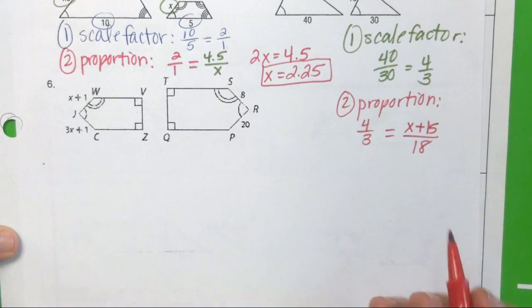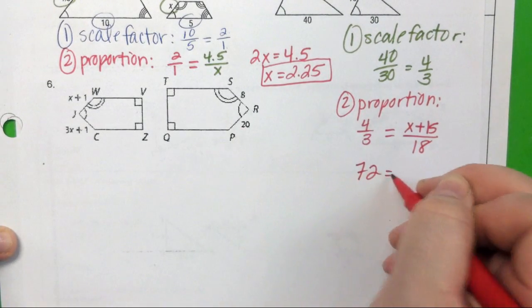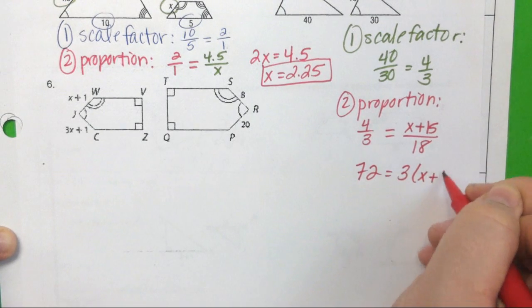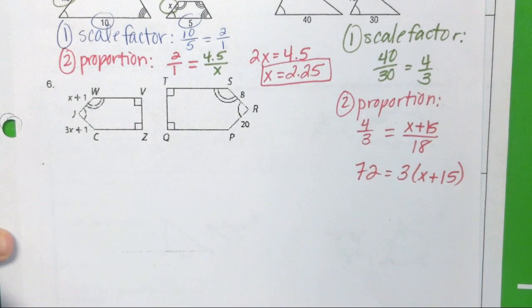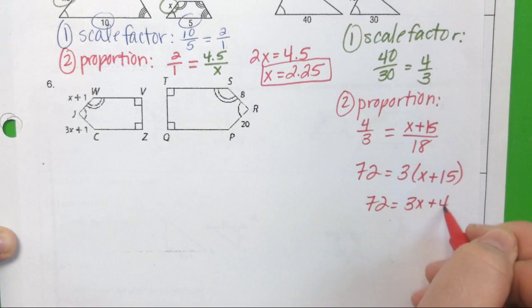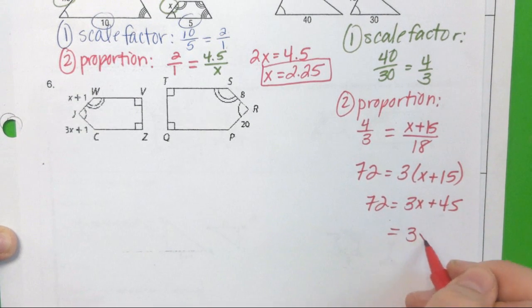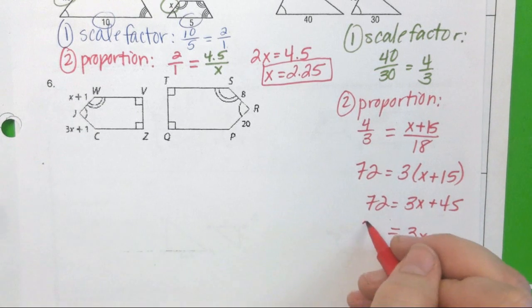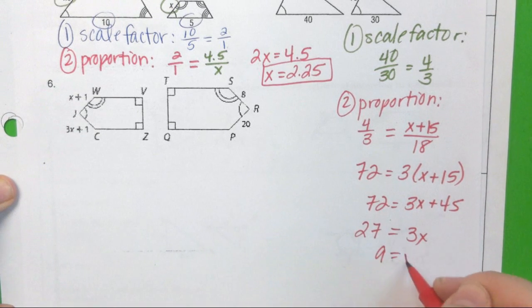When I cross multiply, I get 72 equals 3 times x plus 15. When I distribute, I get 72 equals 3x plus 45. What was 72 minus 45? 27. So 9 equals x.